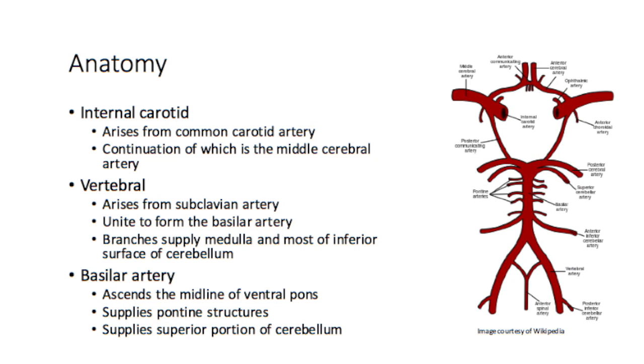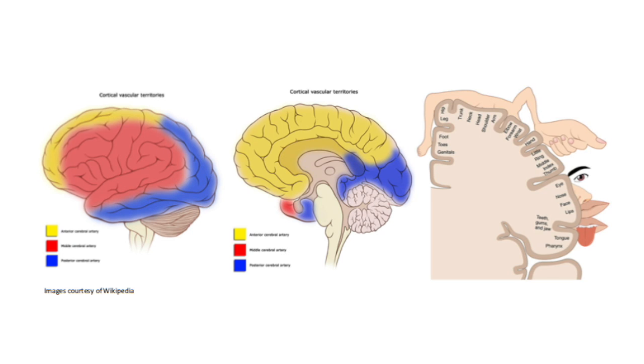As I've mentioned already, the basilar artery, which arises from the vertebral artery, ascends the midline of the ventral pons, supplies a lot of the pontine structures, and also supplies the superior portion of the cerebellum. Other key blood vessels to be familiar with are the anterior cerebral artery, which supplies the majority of the frontal lobe's central aspects, and the middle cerebral artery, which I've already alluded to, that supplies lateral aspects of the parietal and the frontal lobe, as well as parts of the superior aspects of the temporal lobe.